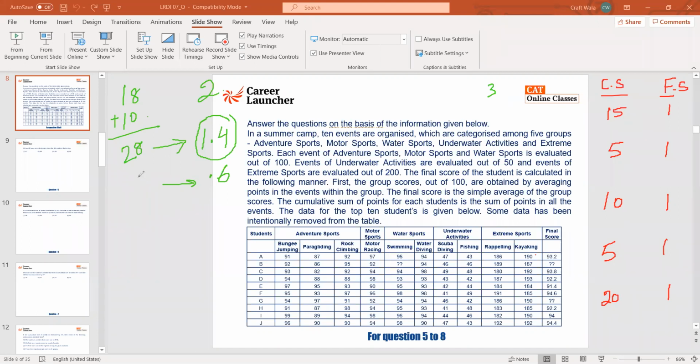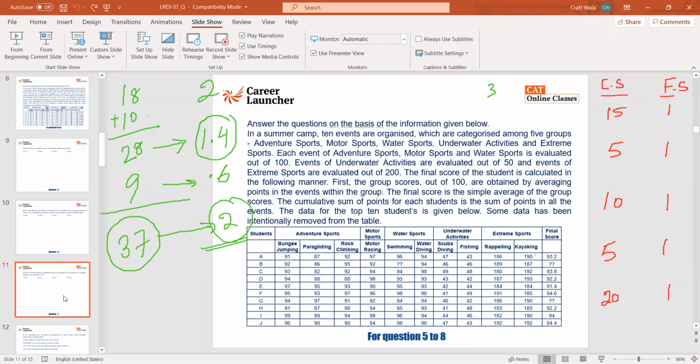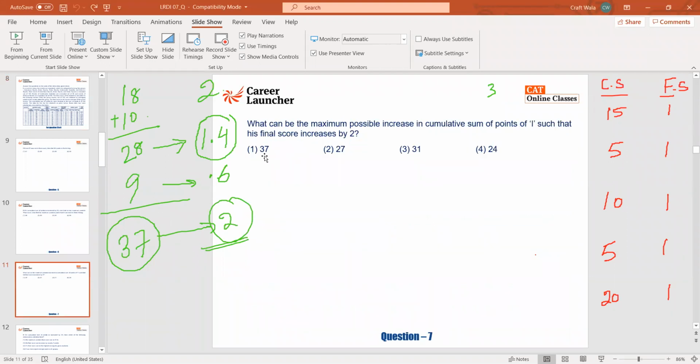I should be giving him 9 more points here. Total how many points did I give? 37. So I gave 37 points, as in the final score has only increased by 2. Right? So your answer for this one becomes 37. Next, let's try the next one.